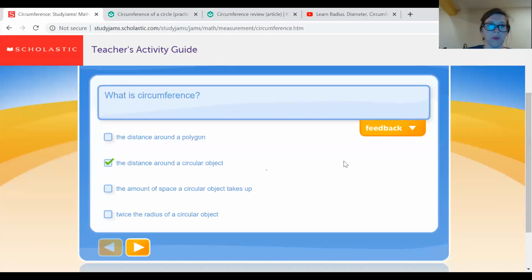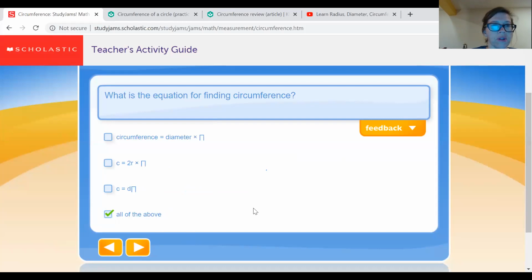So for question number 1, what is circumference? It was B, the distance around a circular object. Question 2, what is the equation for finding circumference? It was D, all of the above. So circumference equals diameter times pi, circumference equals 2 times the radius times pi, or C equals D times pi.